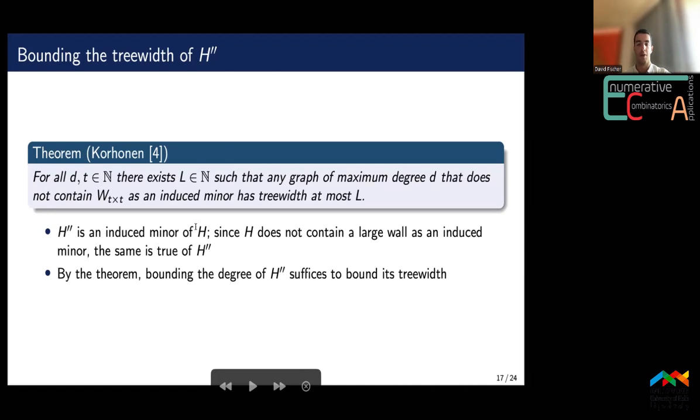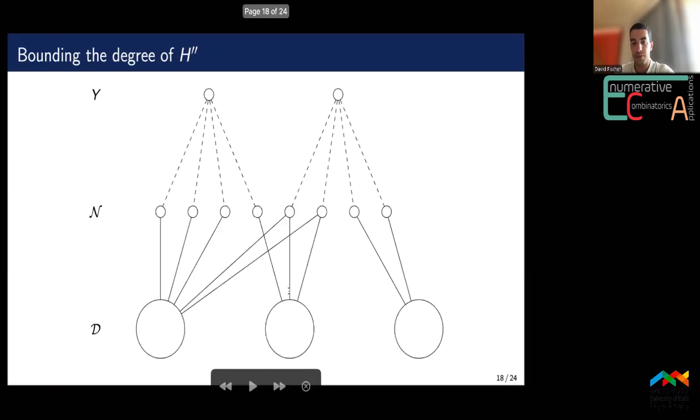And recall that one of the points of the theorem is that H doesn't have a big wall as an induced minor. And because H double prime is an induced minor of H, it also cannot have a large wall as an induced minor. So we kind of get that part for free. And what remains is to bound the tree width of H double prime.